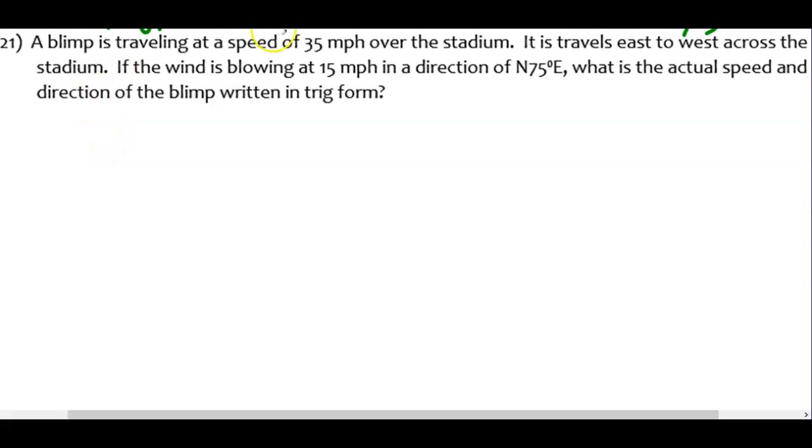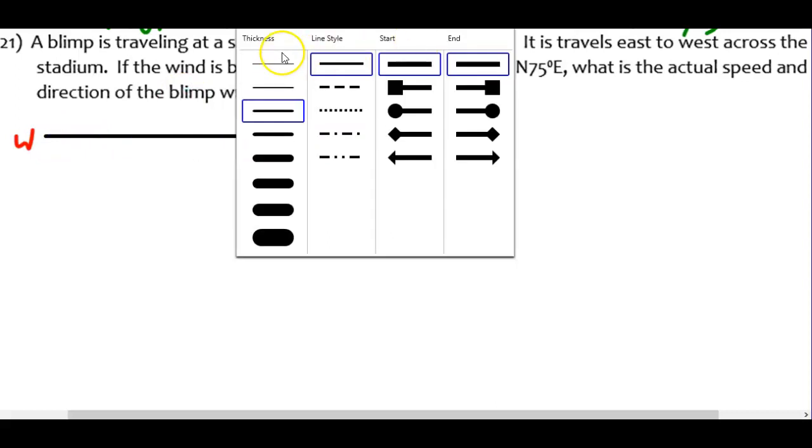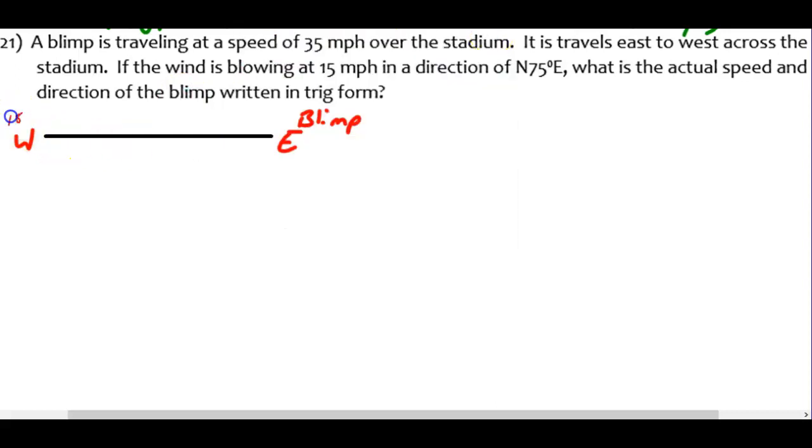So we have the blimp traveling east to west, that way, which is 180 degrees, at 35 miles per hour. Now we need to make a component out of that. It's traveling left, so that's negative 35, 0. That's our first component.